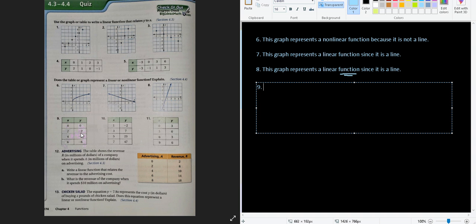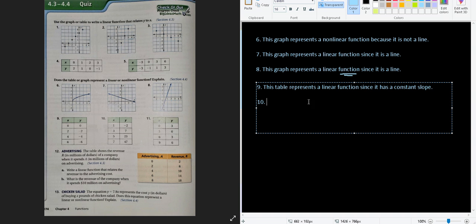So because it has a constant slope, its graph would be a line. All of these lines have constant slopes. Rise over run never changes the value. Whereas like on number 6, rise over run here is 1, and then rise over run here is 1/3, so the slope changes over time if it's nonlinear. Number 9 has a constant slope, so number 9, I'm going to say this table represents a linear function since it has a constant slope.